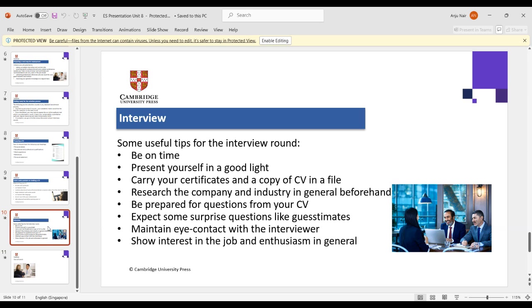Then if you have all the credentials or all the details, it can be your experience, certificates, all those things should be carried in your file. So you should have a nice file also with all the details, with all the certificates, orderly placed in the file, so that if they ask you, you should be able to show that. They may sometimes ask you to show a certificate.